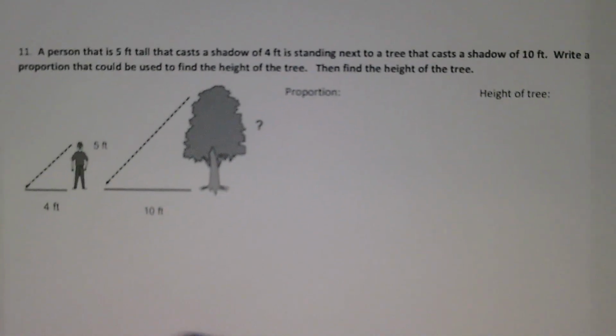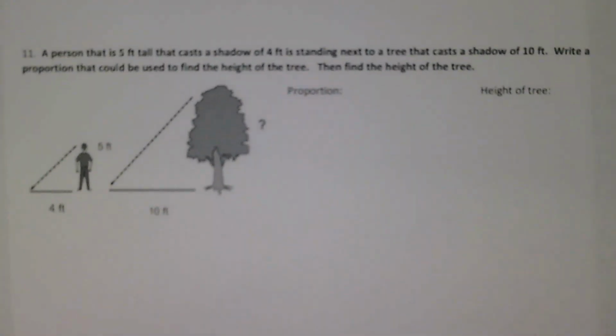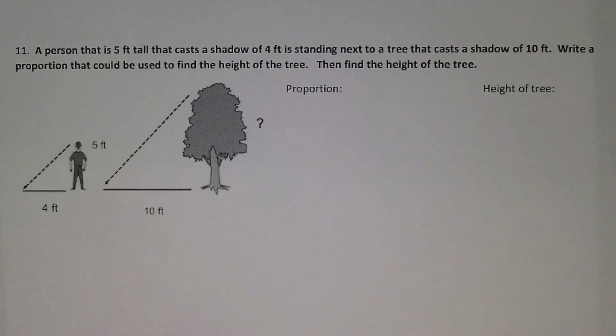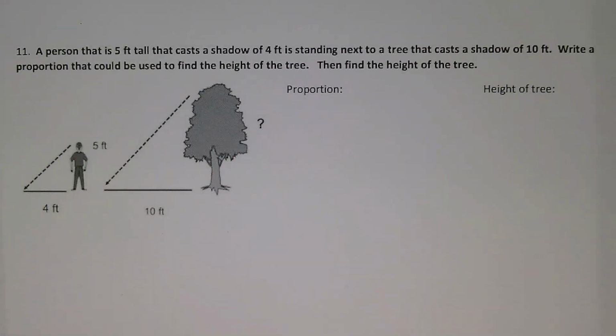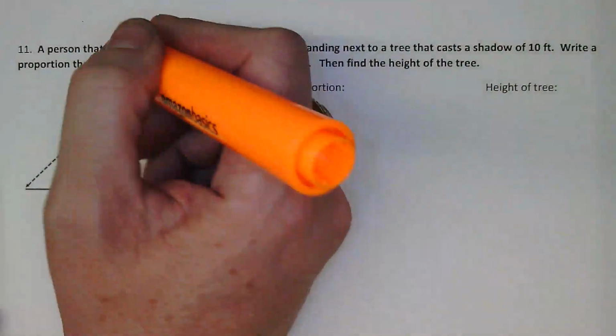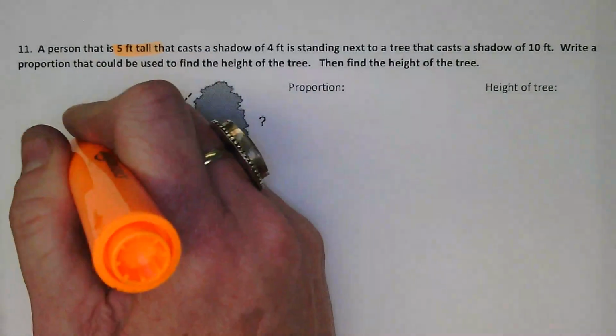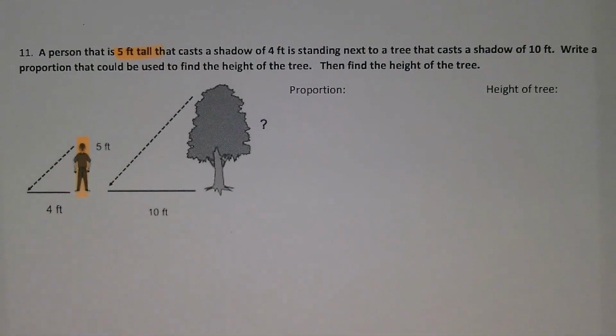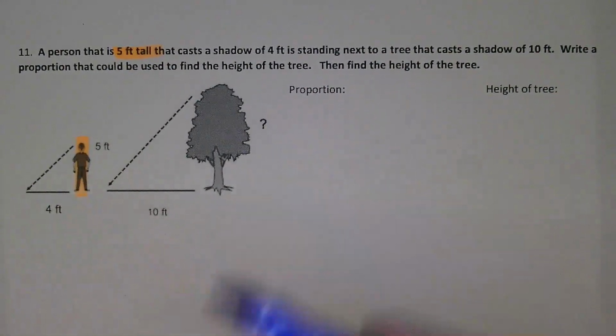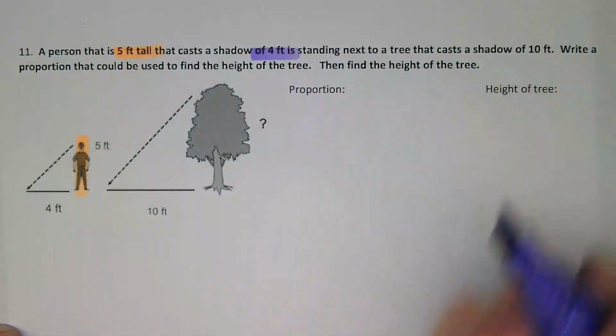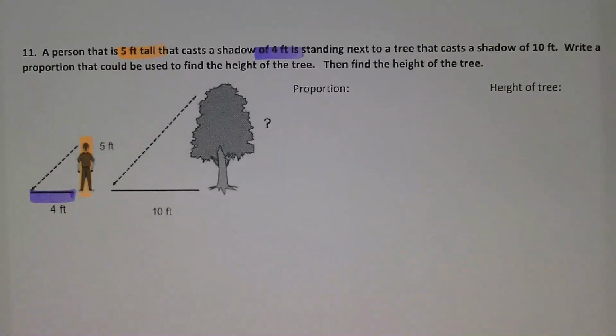Okay, we are looking at one of these sort of real world proportion problems. They've drawn out this scenario and they're telling us here a person is 5 feet tall, right? So that's this person right here. They're 5 feet tall. They cast a shadow that is 4 feet. Okay, so that's this little piece right here.